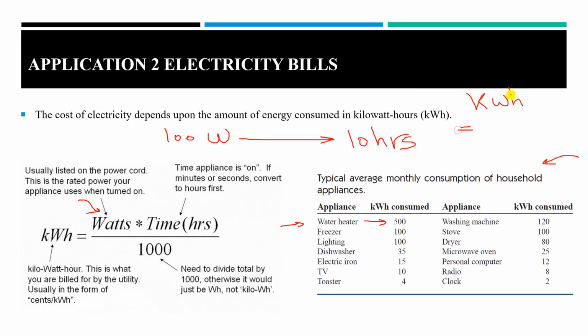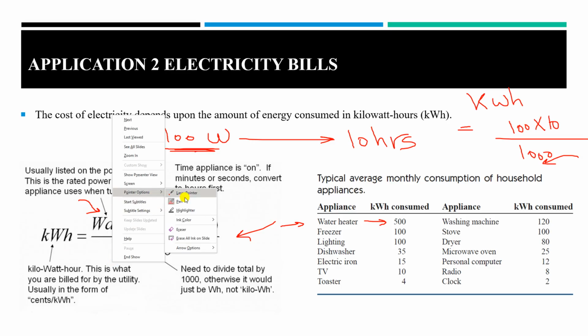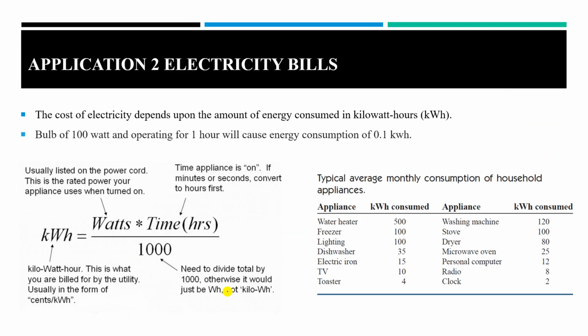First, we need to multiply watt by hours to have watt hour. Then to convert watt hour into kilowatt hour, divide by 1,000. So this is a general formula to get how many kilowatt hour is consumed by any electrical device. As an example, if a 100 watt bulb operates for 1 hour, it consumes 100 watt hour as an energy, or 0.1 kilowatt hour.